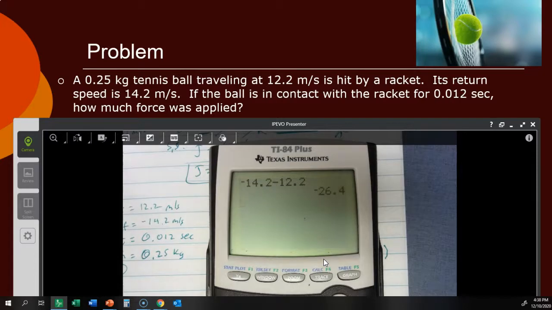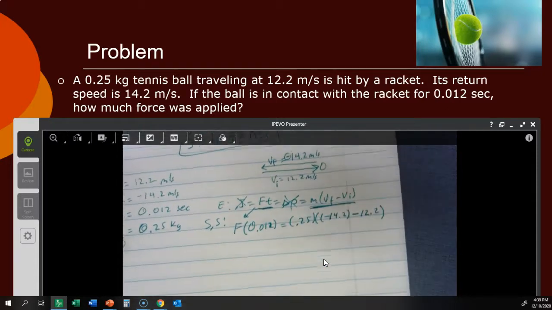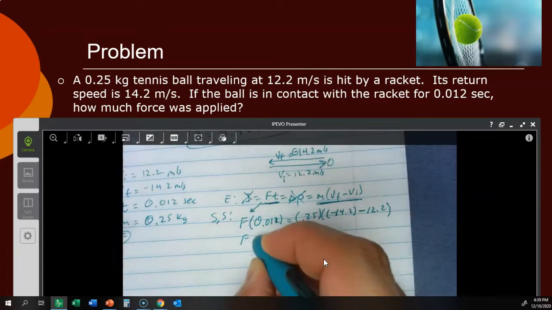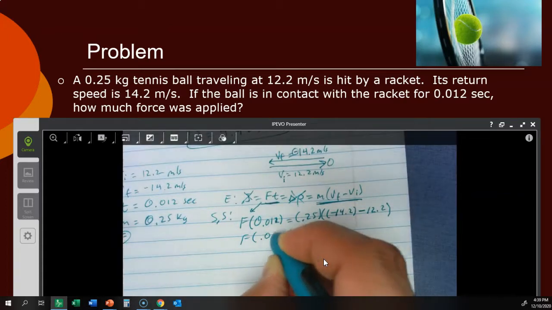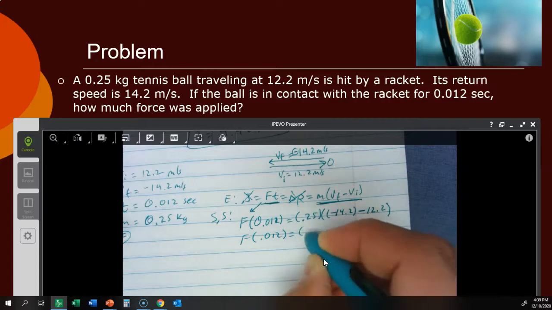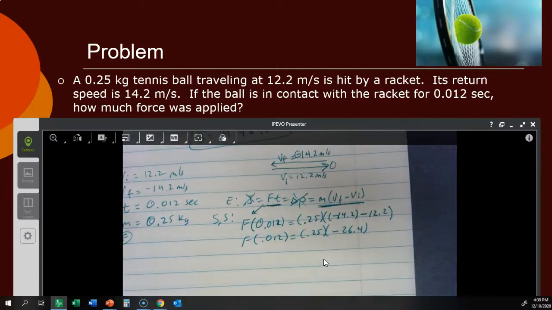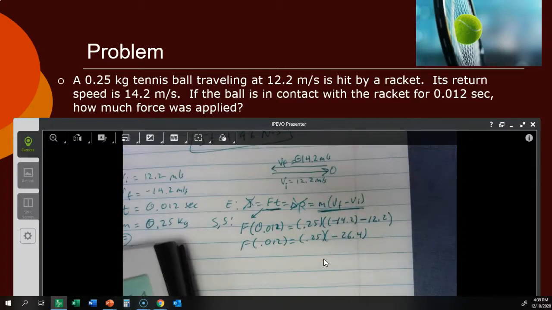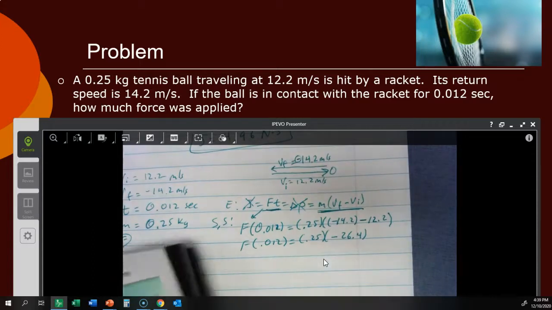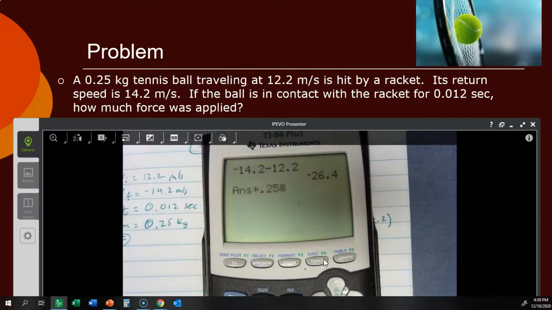Going to end up with a big negative number, negative 26.4. So we can lengthen this out a little bit. That's okay. We still got this 0.25 here. We got negative 26.4 inside that parentheses. Now I'm going to take that negative 26.4, multiply by the mass, 0.25, and we get negative 6.6.